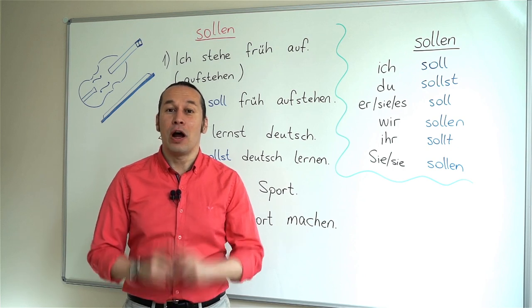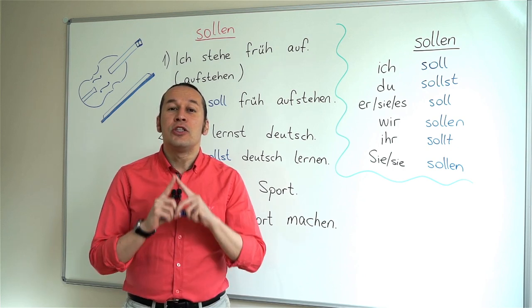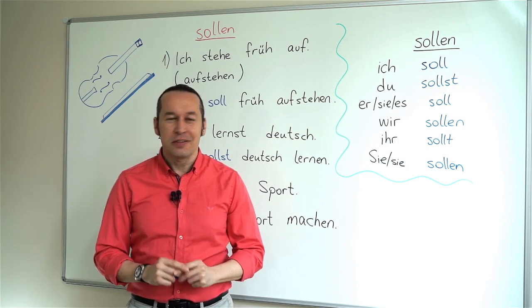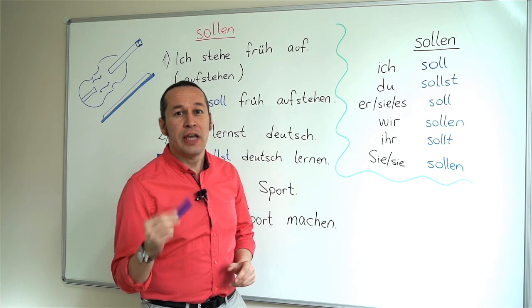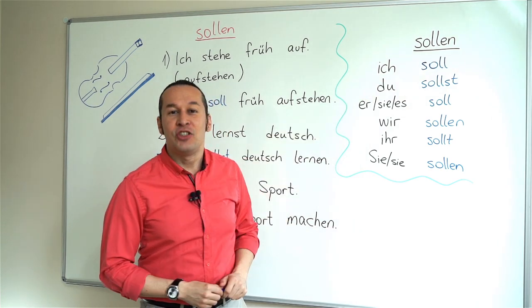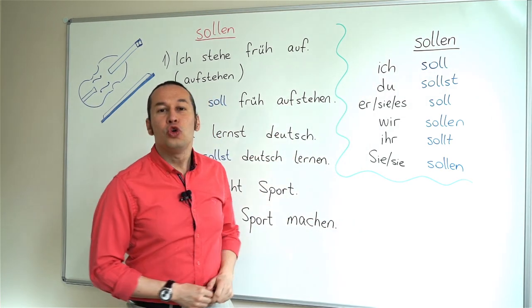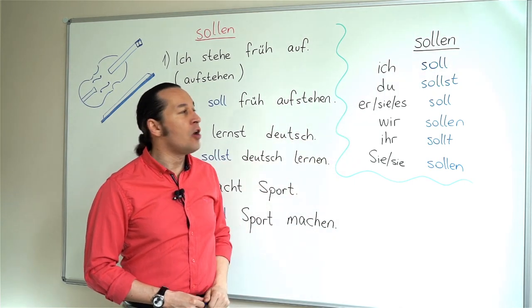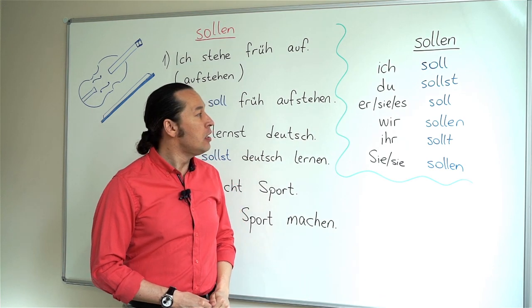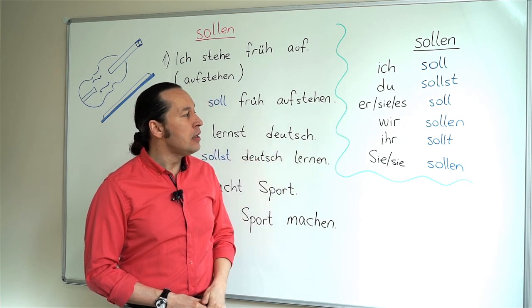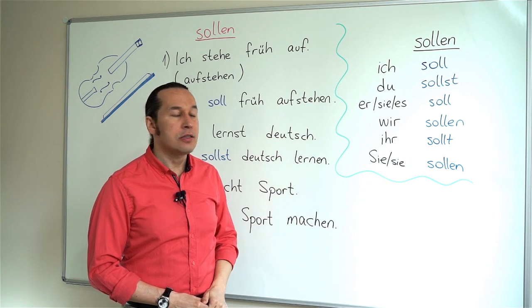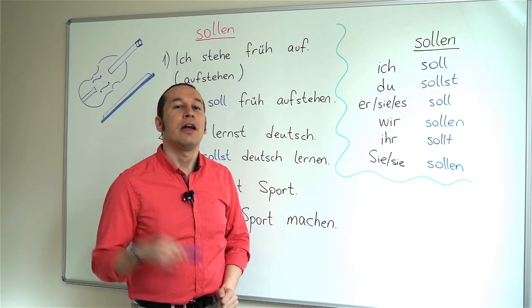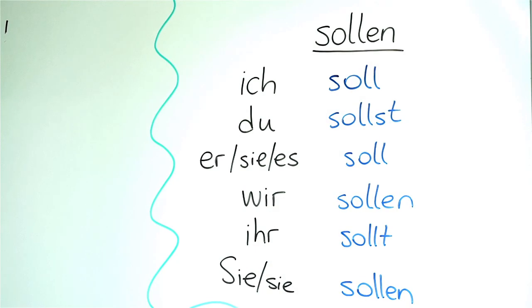In this lesson, we are going to learn sollen. The modal verb sollen stands for should. Let's get started. First of all, I want to conjugate sollen. Ich soll, du sollst, er soll, sie soll, es soll, wir sollen, ihr sollt, sie sollen. I want you to repeat after me, please.